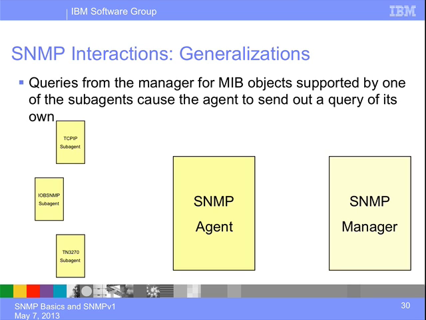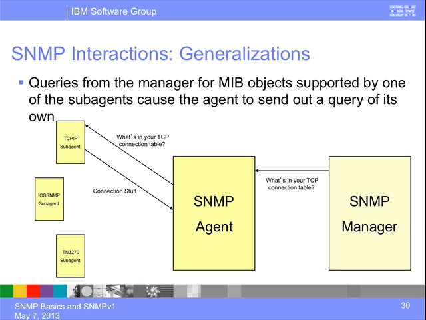Now imagine the manager sends another query, but this time it's for something that's not in a MIB supported by the agent. Instead, it's for data in the TCP connection table, which is supported by the TCP/IP subagent. The agent, upon receiving the request, recognizes the data as being in a MIB that was registered by the TCP/IP subagent and correctly forwards that request on. The subagent sends back the requested information, and the agent sends that back to the manager.